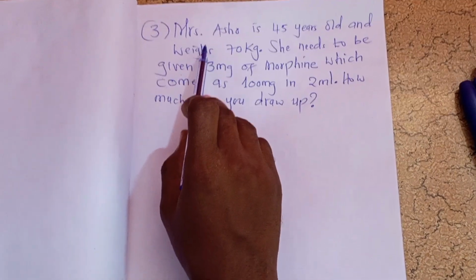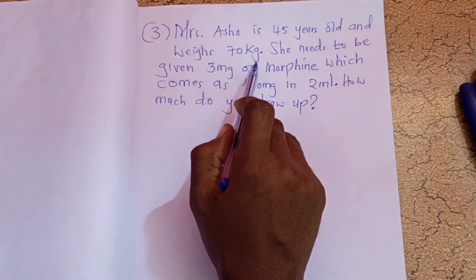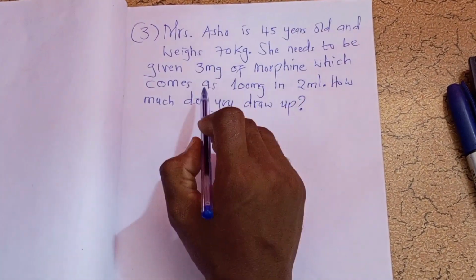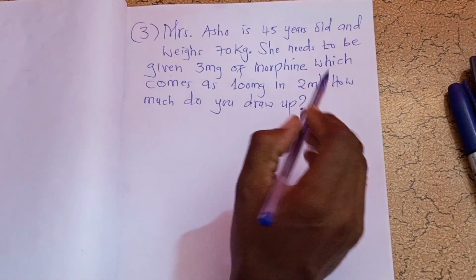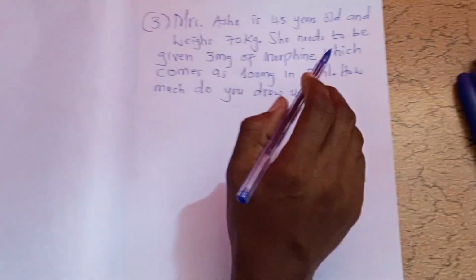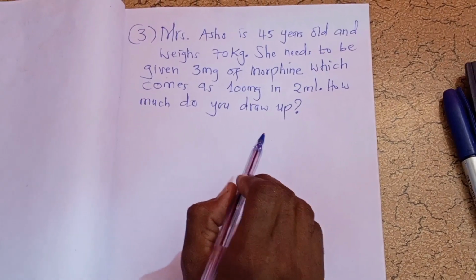For example, Miss Asho is 45 years old and weighs 70 kg. She needs to be given 3 mg of morphine, which comes as 100 mg in 2 ml. How much do you draw up? So this is a typical question. We need to calculate volumes for injection.